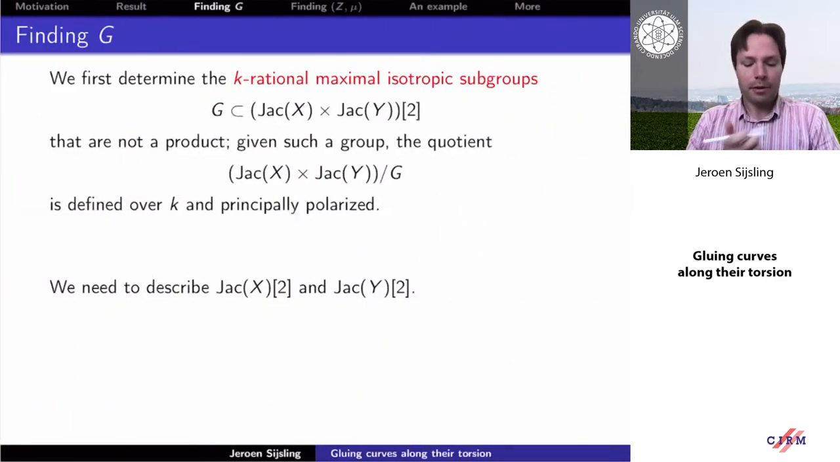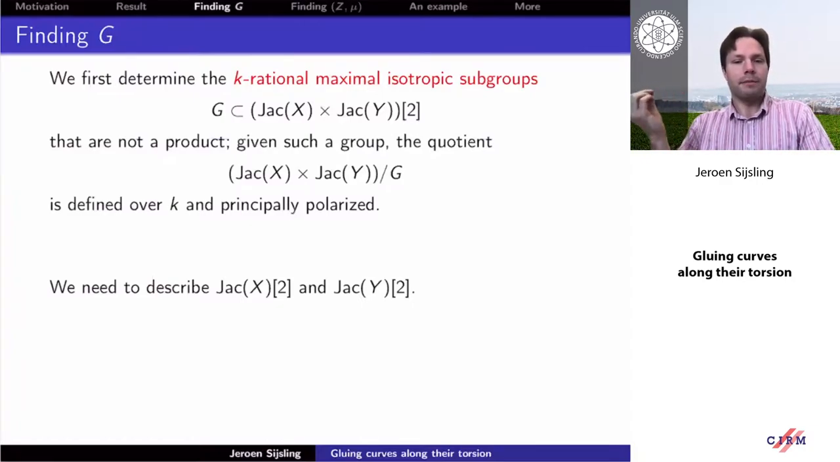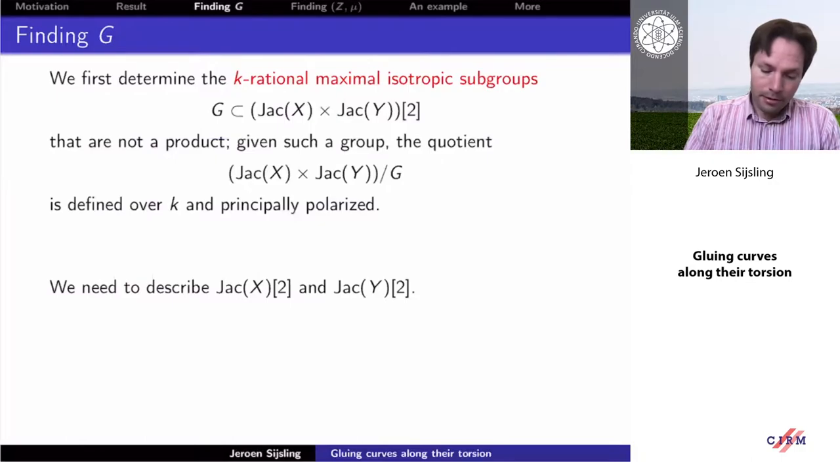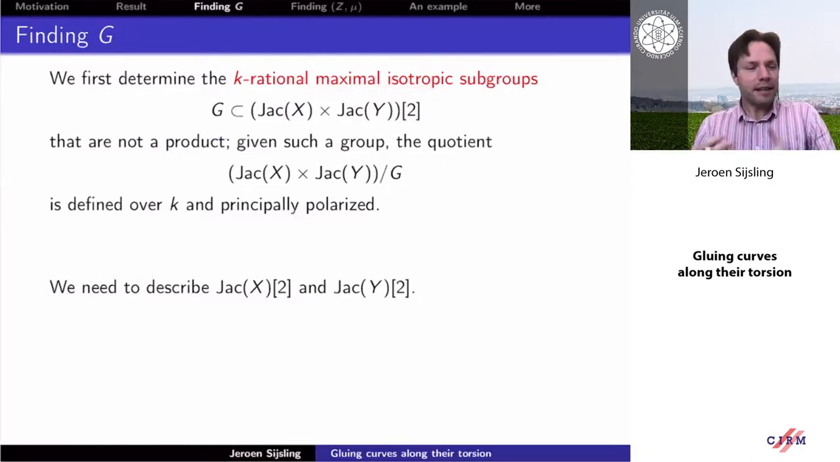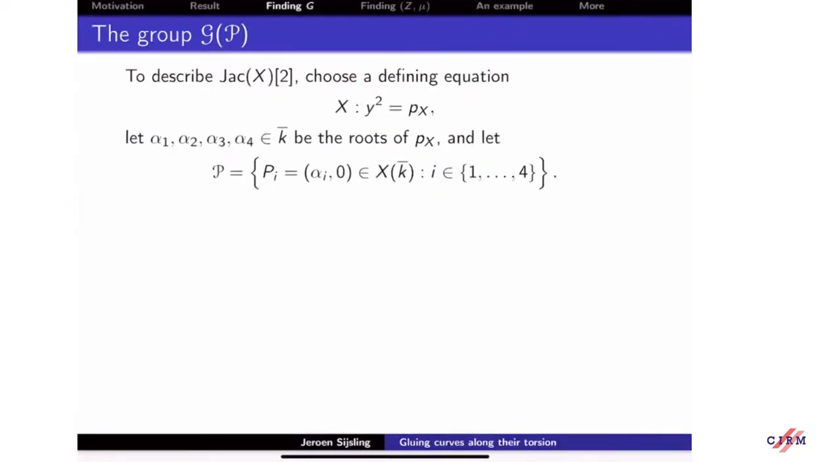So as I said, we determine those K-rational maximal isotropic subgroups that are not products, because then the quotient is defined over K and principally polarized. I'm first going to look at the maximal isotropic property, and to make that concrete instead of just an abstract definition, I want to give you a more concrete description of the 2-torsion in the various Jacobians. Suppose that I want to describe the 2-torsion of my genus one curve X. I can then choose the defining equation, say Y squared is equal to P(X). And P(X) then has four roots over K bar in general, not over K usually.